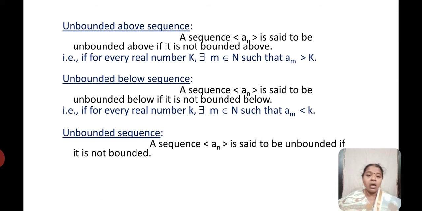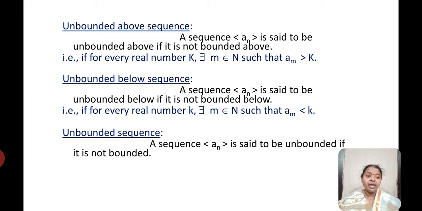Now let's see what is an unbounded sequence. Before going to that, we would be learning what are unbounded above sequence and unbounded below sequence. Unbounded above sequence. A sequence a_n is said to be unbounded above if it is not bounded above.